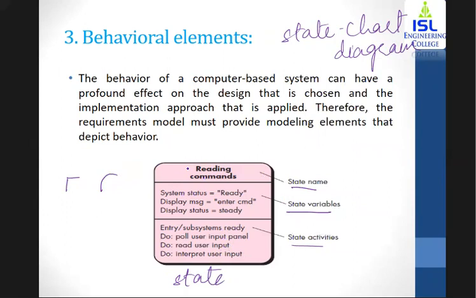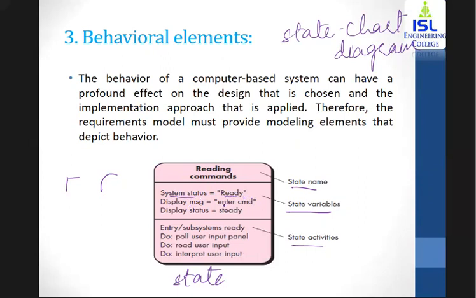So the first one is, suppose you're reading commands. When you're reading commands, the different variables is the system status message, it is going to be ready, as within the use case diagram we have seen. When you've activated all the sensors, it is going to be ready.